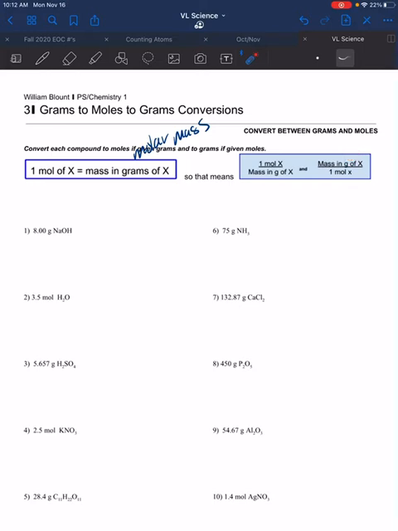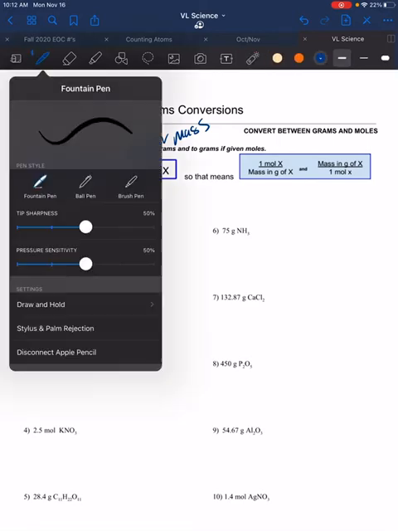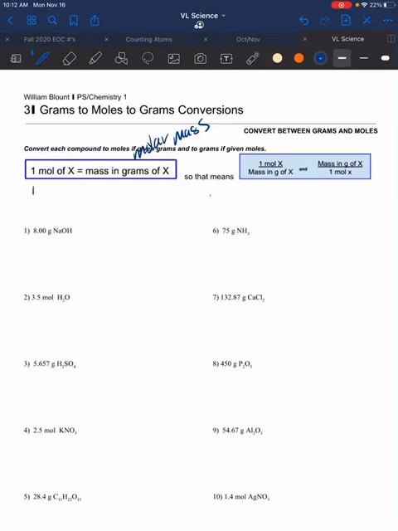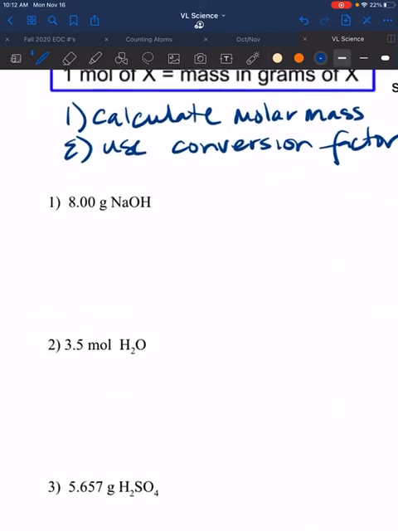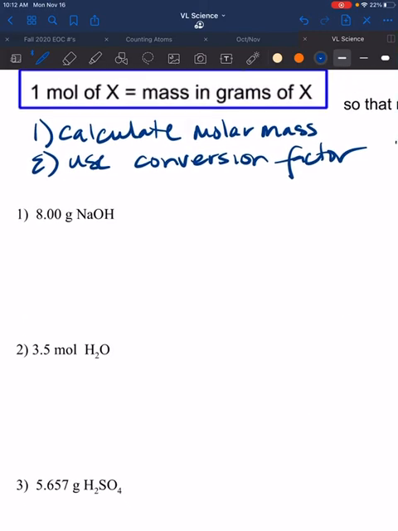So how do we use that to go back and forth? Well, the first thing that we have to do is to calculate molar mass. And then use a conversion factor. We're going to use one of those where we substitute in our mass. So let's zoom in and see how this works. We're going back to good old molar mass. We have 8 grams of NaOH. First thing we have to do is calculate the molar mass.